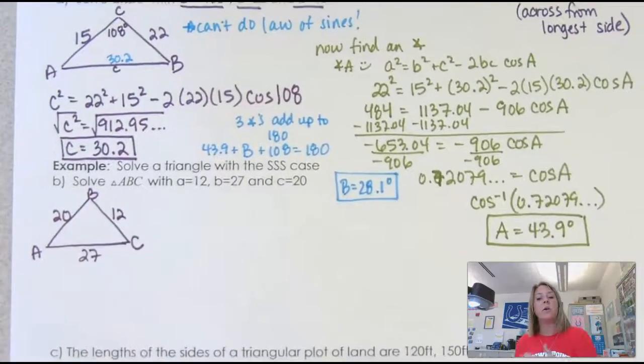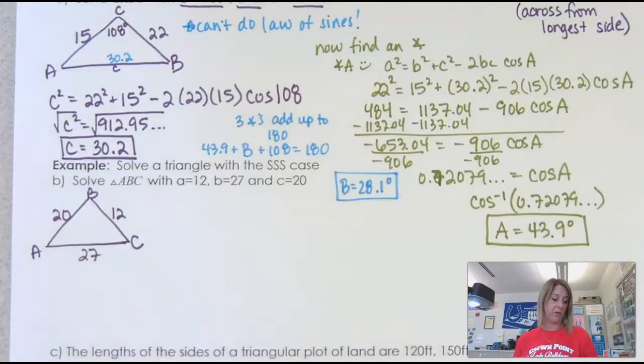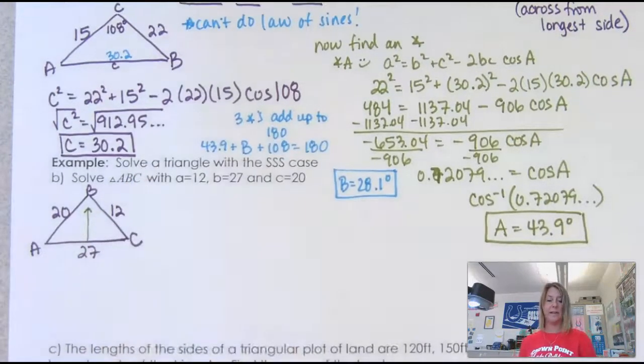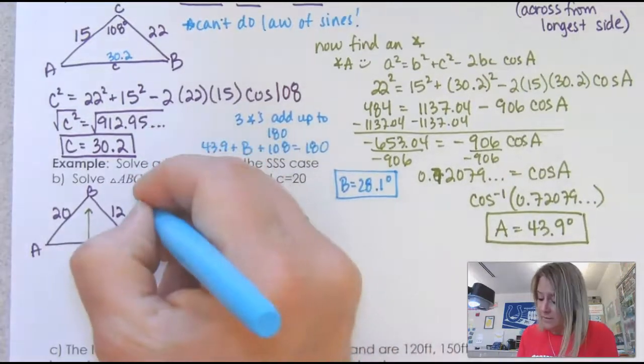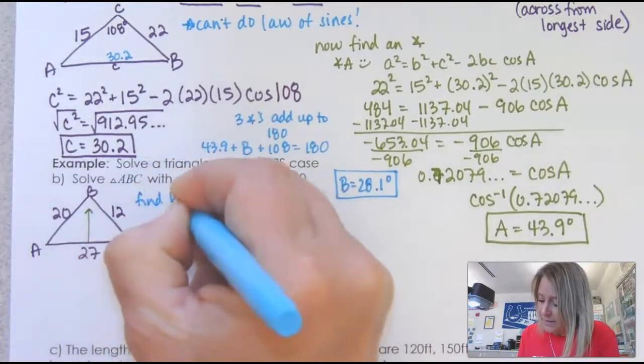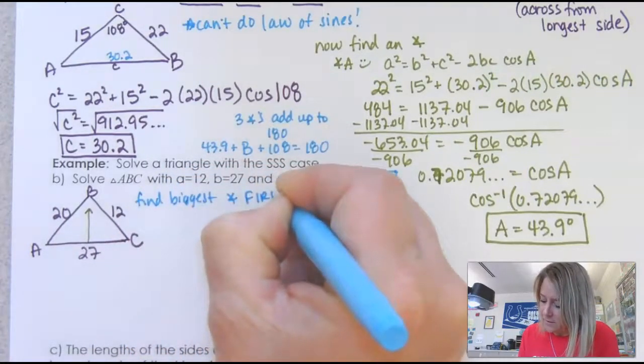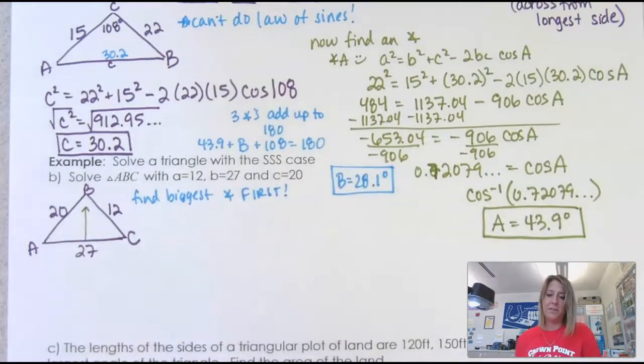Now, this is the one where you have to find the biggest angle first. So if you look, the biggest angle is across from the largest side, the longest side. So my biggest number is 27, which means my biggest angle is going to be angle B. So maybe make a note to your side. You find biggest angle first. If you don't, you might end up getting extra information that doesn't work.